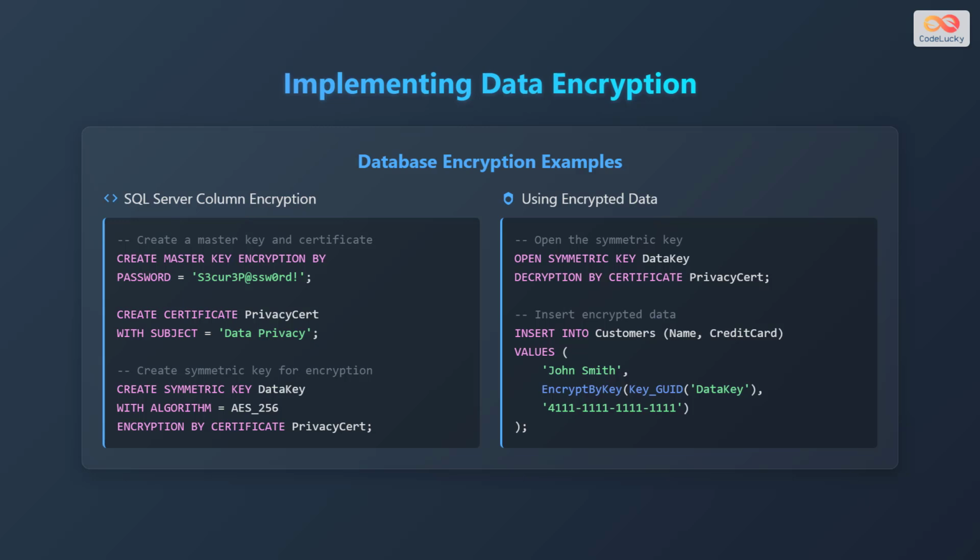This code shows how to use encrypted data. First, we'll open the symmetric key for decryption by the certificate. Then, we'll insert encrypted data into the customer's table. We encrypt the credit card information using encrypt by key function, which takes the data key and the actual credit card number as parameters.